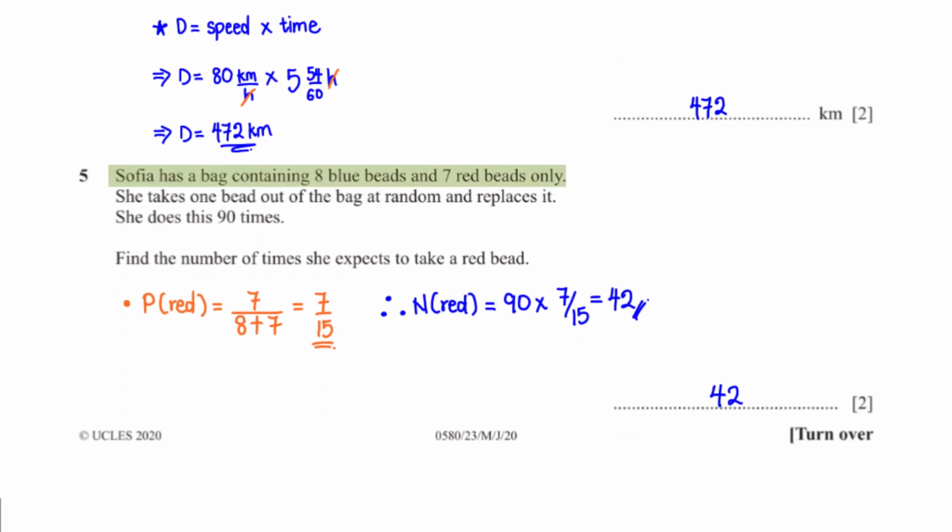Sophia has a bag containing 8 blue beads and 7 red beads only. She takes 1 bead out of the bag at random and replaces it. She does this 90 times. Find the number of times she expects to take a red bead. The probability that she picks a red bead is equal to the number of red beads in the bag, which is 7, divided by the total number of beads, which is 15. The number of times she expects to take a red bead is equal to 90 times the probability of picking a red bead, which we have found as 7 over 15. This gives us 42.